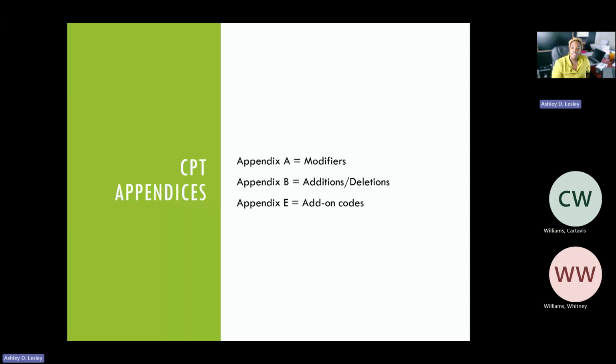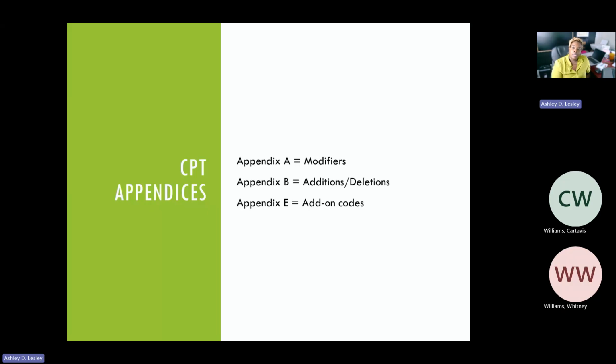Appendix B has additions and deletions, as we talked about. Sometimes you have new codes, but also there are some codes that go away because no one does that procedure anymore. It's not utilized, or they made a better code and got rid of that one. So in Appendix B, it will show you all the new codes that were added and also all the codes that might have been deleted from the prior year.